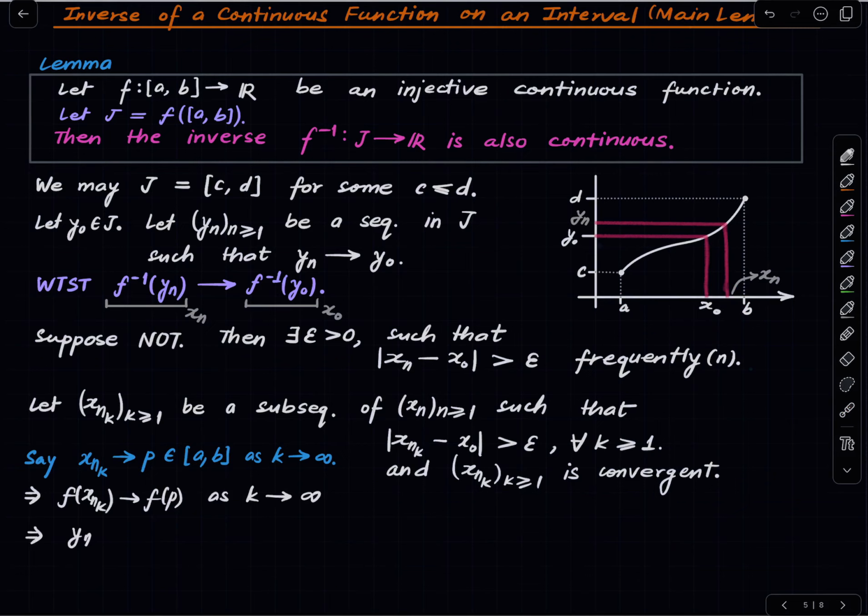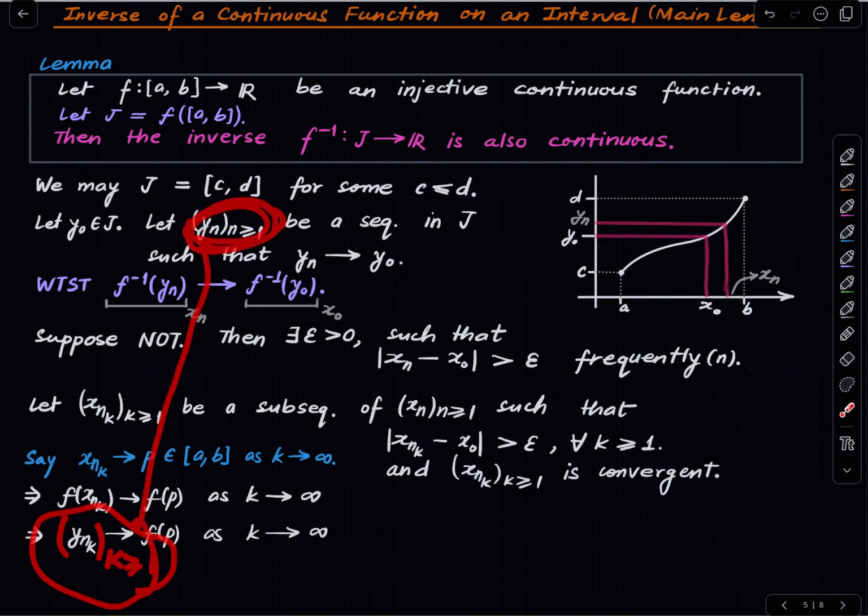But by definition, f(x_{n_k}) is y_{n_k}. So y_{n_k} converges to f(p). But y_{n_k}, as k varies from 1 to infinity, is a subsequence of yn. Yn already converges to y0, and hence this thing also converges to y0. But this thing is converging to f(p). So f(p) is equal to y0.